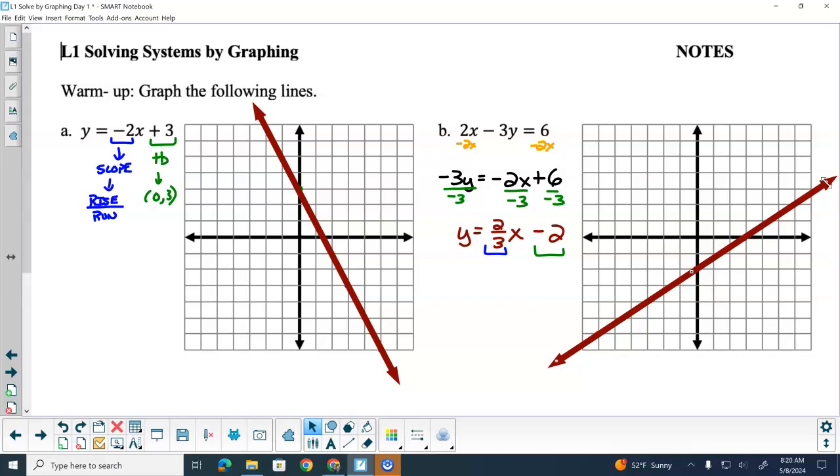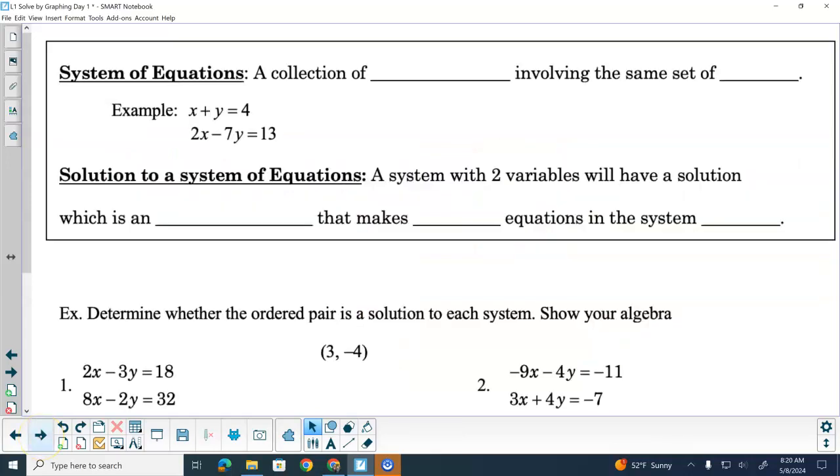Today, that is what we're doing. We're going to repeat that process again and again today. The only difference is instead of us doing 1 line per graph, we're going to be doing 2 lines per graph. We're going to do 2 lines per graph because we have something today called a system of equations. Okay?